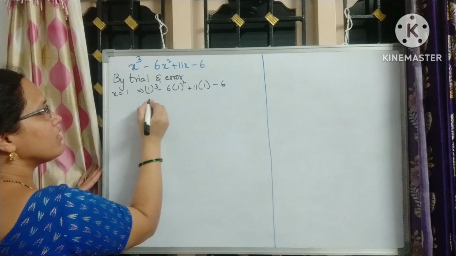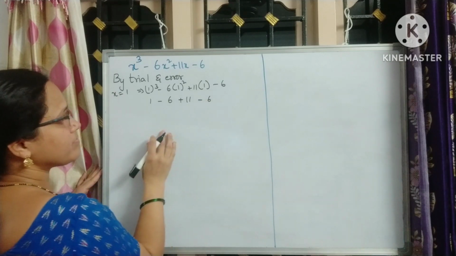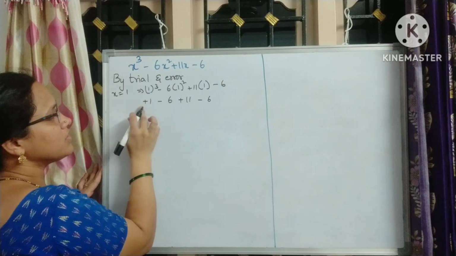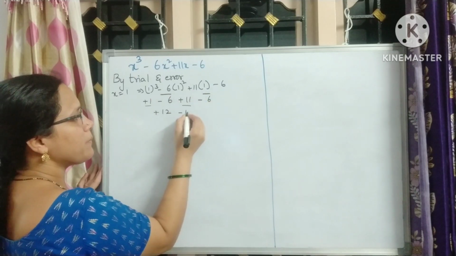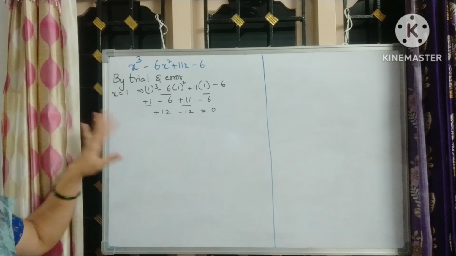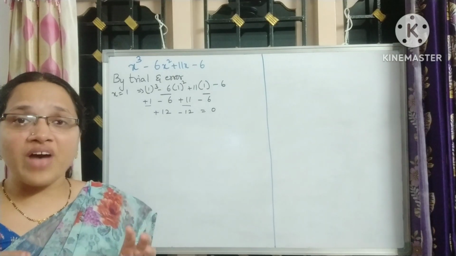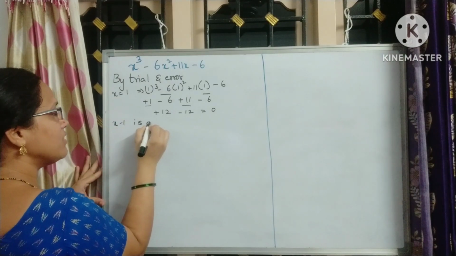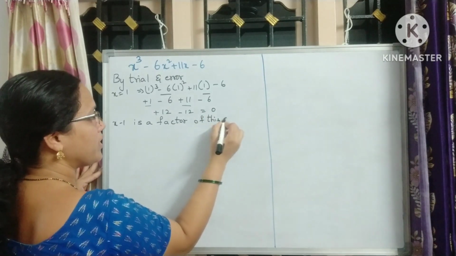So what will be the answer here? 1 minus 6 plus 11 minus 6. Yes, is that the answer? Now both the plus symbols you add. It becomes plus 12 and this becomes minus 12. So it becomes 0. Yes or no? So as you substituted x equals 1, we got 0. If we get 0, that means x equals 1 is a factor of this cubic polynomial. Okay, so x minus 1 is a factor of this cubic polynomial.